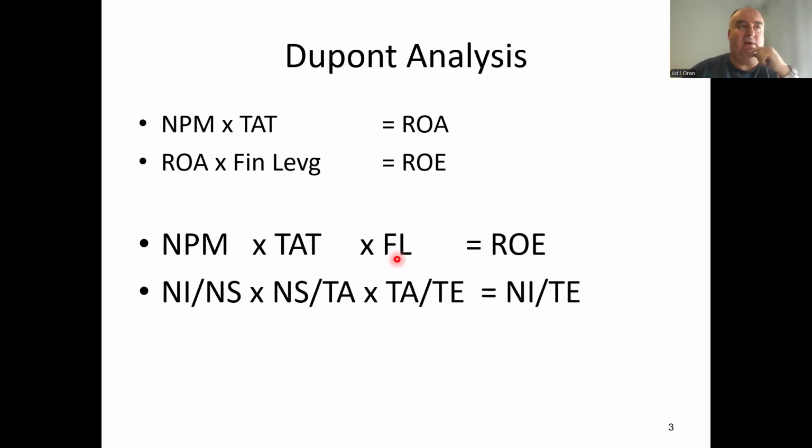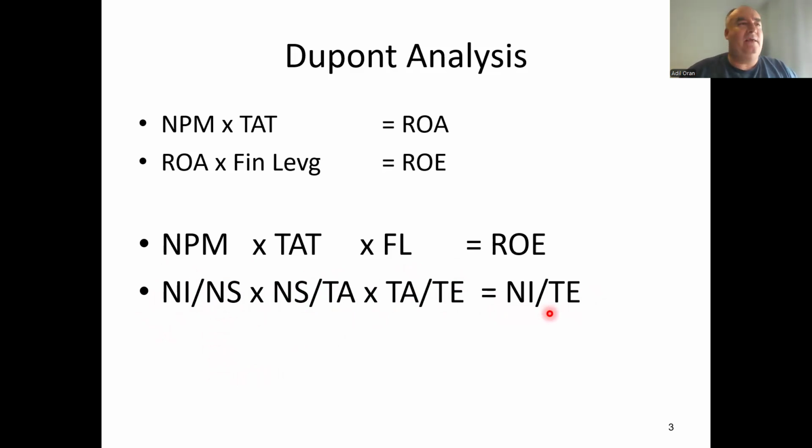If we include the formulas, NPM is equal to net income over sales. Total asset turnover is sales over total assets, and financial leverage is total assets over equity. When we multiply these three, if you look carefully, you will notice that the sales will cancel each other, total assets will cancel each other, and what you end up with is net income divided by total equity, which is the formula for return on equity. So that's basically what we're doing.